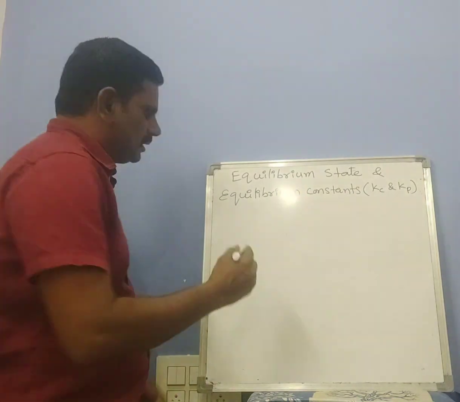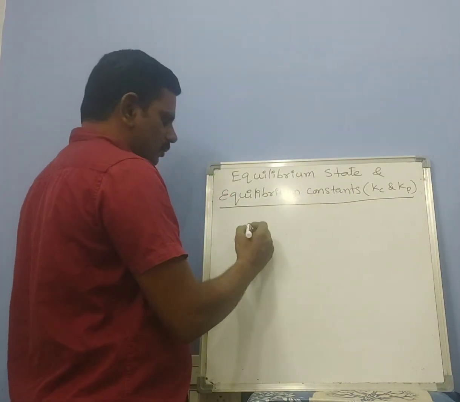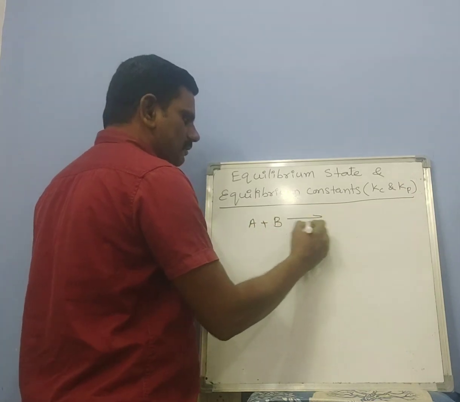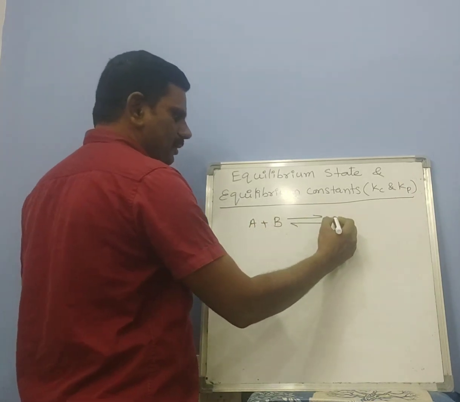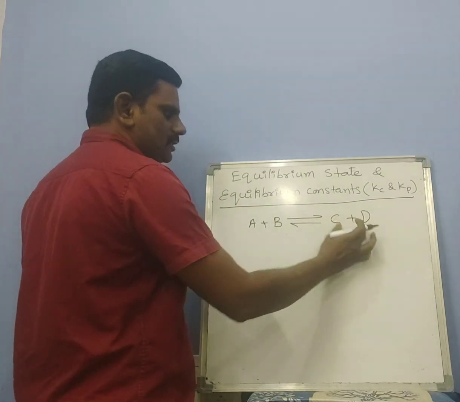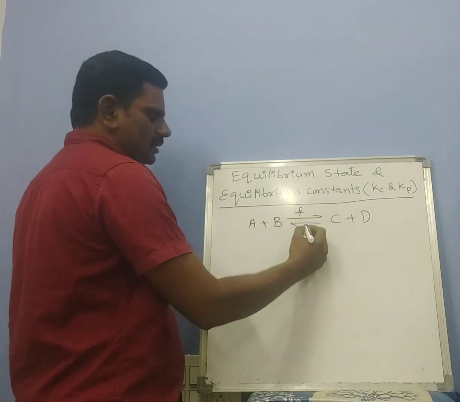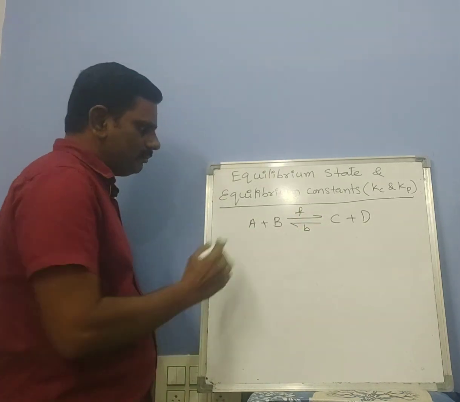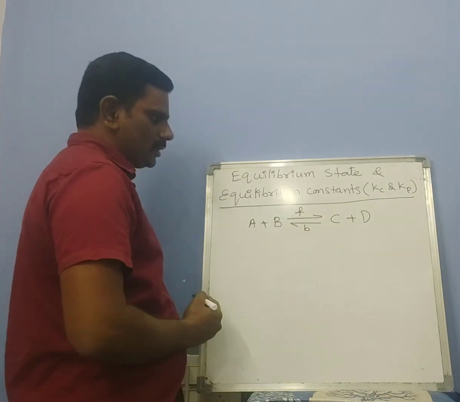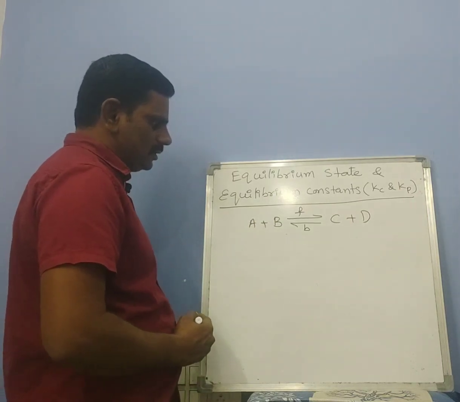See, in a chemical reaction, for example, reactants are converted into products, no? A plus B are the reactants which are reacting together to form products such as C plus D. These two are reactants and these two are products. So it is the forward reaction, it is the backward reaction. In a forward reaction, reactants are converted into products, but in a backward reaction, products are converted into reactants.